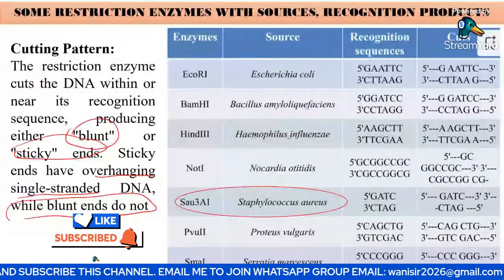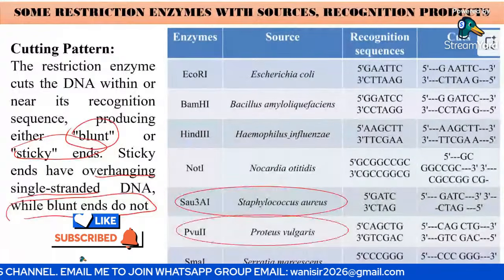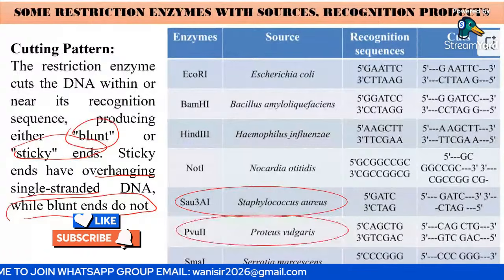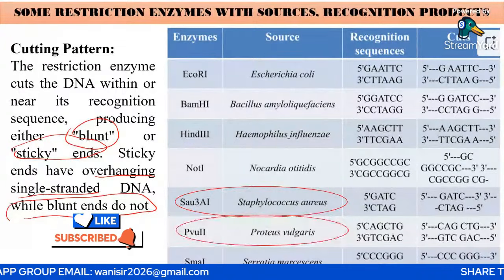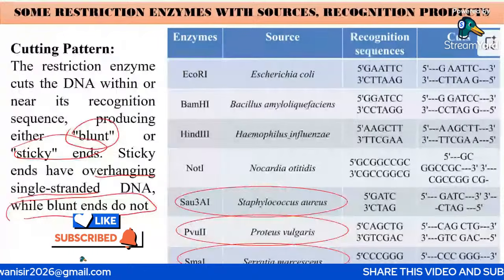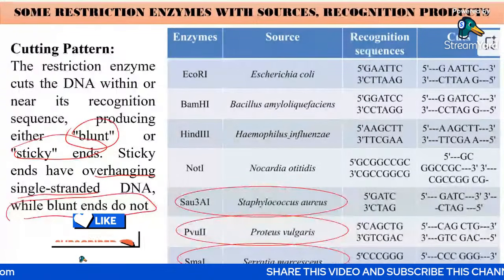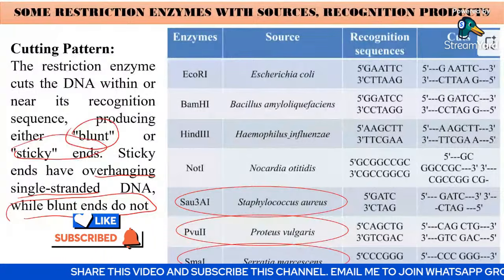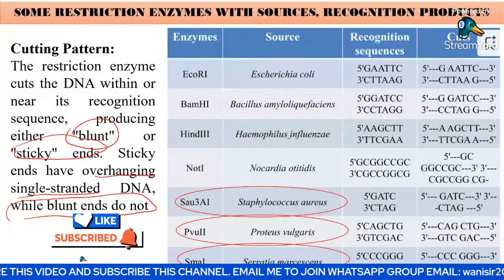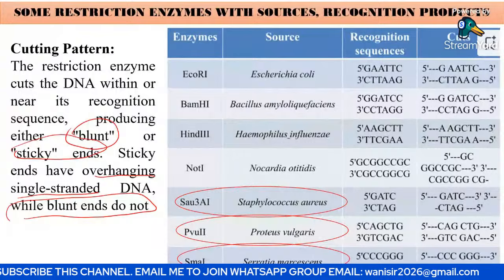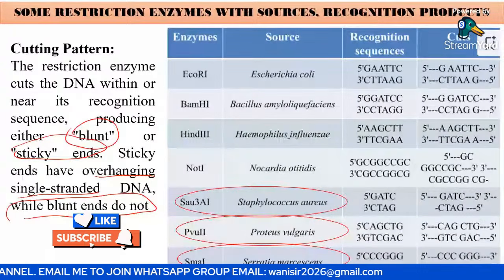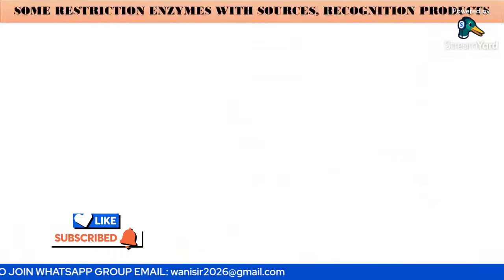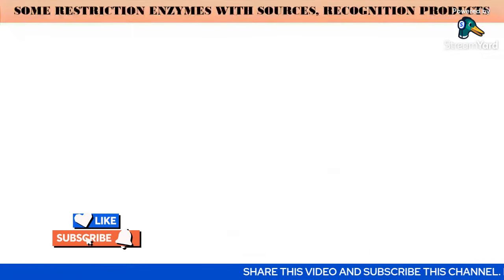So now you have understood that these are the three restriction endonucleases which cut in the form of blunt end cuts, and the above four, EcoR1, BamH1, HindIII, and NotI, cause the sticky end cuts. Now the important point is some restriction enzymes with sources and recognition patterns.